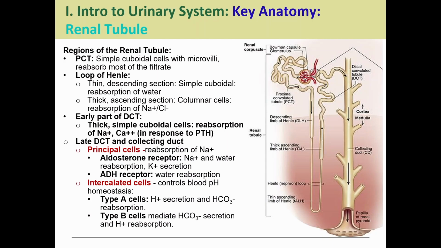And so if things are too acidic, then type A cells kick on, right? Think type A will handle the acidic environment to bring us back to normal. Type B cells, right, they're going to handle when things are too basic. So type A cells handle things when things are too acidic. Type B cells handle things when things are too basic. And maybe that'll help you remember that, because they're A and B, right?